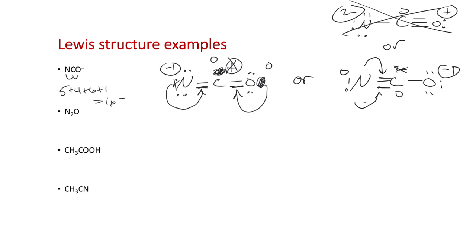So that's definitely wrong. And these two structures here, how can we make sense of these two structures? Well, look at it first. All the atoms are satisfying the octet rule. Sometimes we might rule out a structure if one atom's not satisfying the octet rule, but here, all of them are.